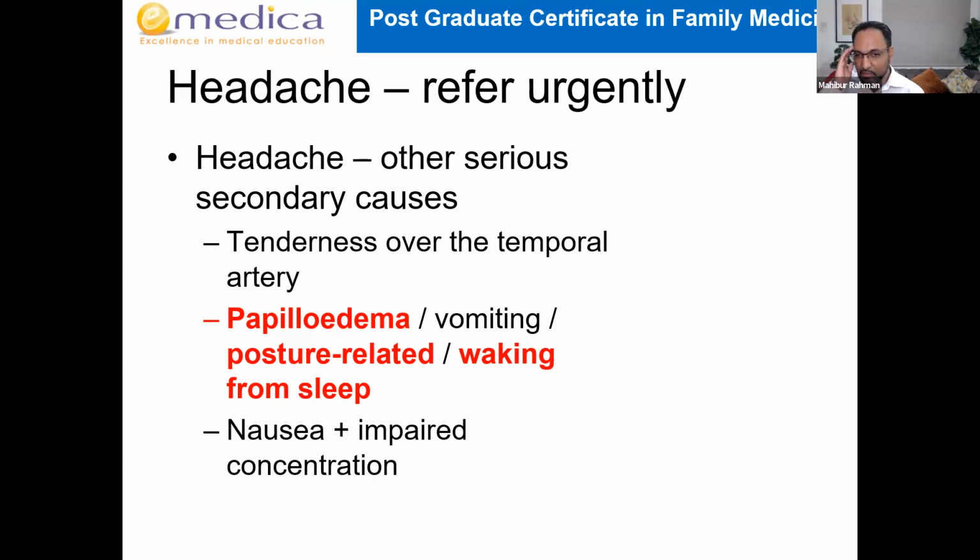So if they've got tenderness over the temporal artery alongside headache, we already talked about this, what's going to be at the top of your list, especially if they're an older patient, maybe they're 60, 65, that kind of age, anything over 50?